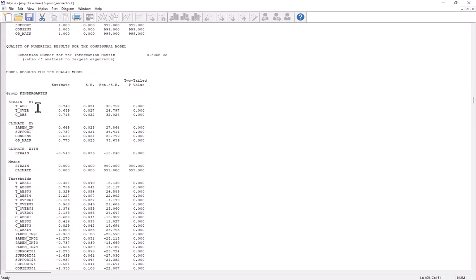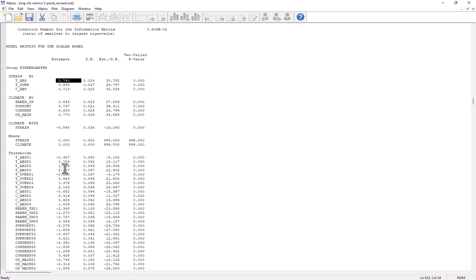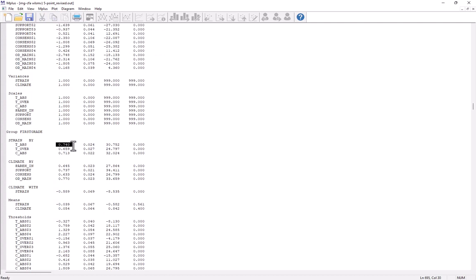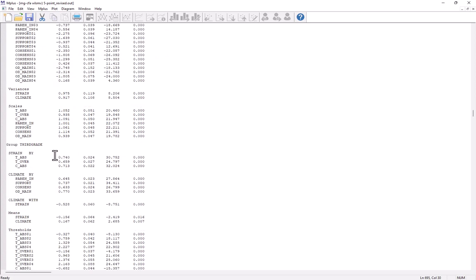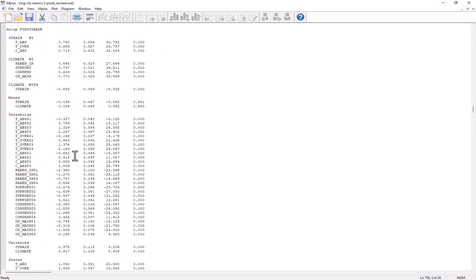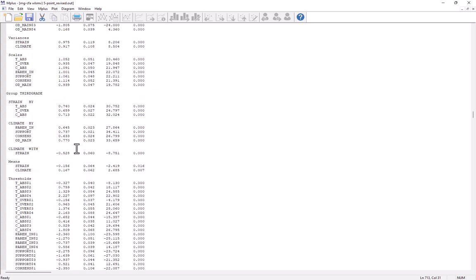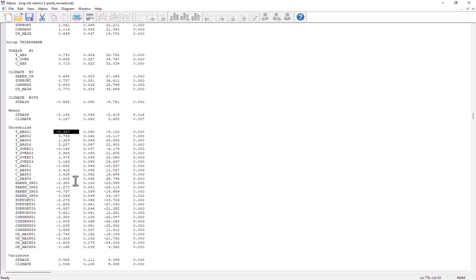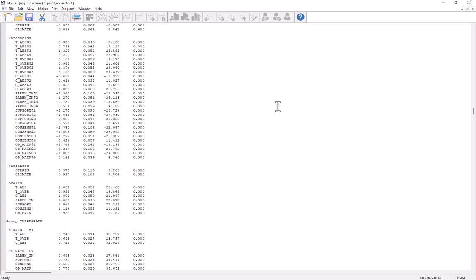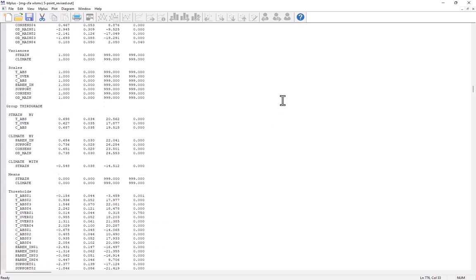So for example, the first factor loading is 0.74 for all groups, also 0.74 for first grade, 0.74 for third grade. And you can see the variables have 5 categories, so they have 4 thresholds. Here are the thresholds, and you can see that the thresholds are the same across groups. So the first threshold is minus 0.327, and you can see it's the same value for the other groups as well. So this is with 5 categories treating the variables as categorical.